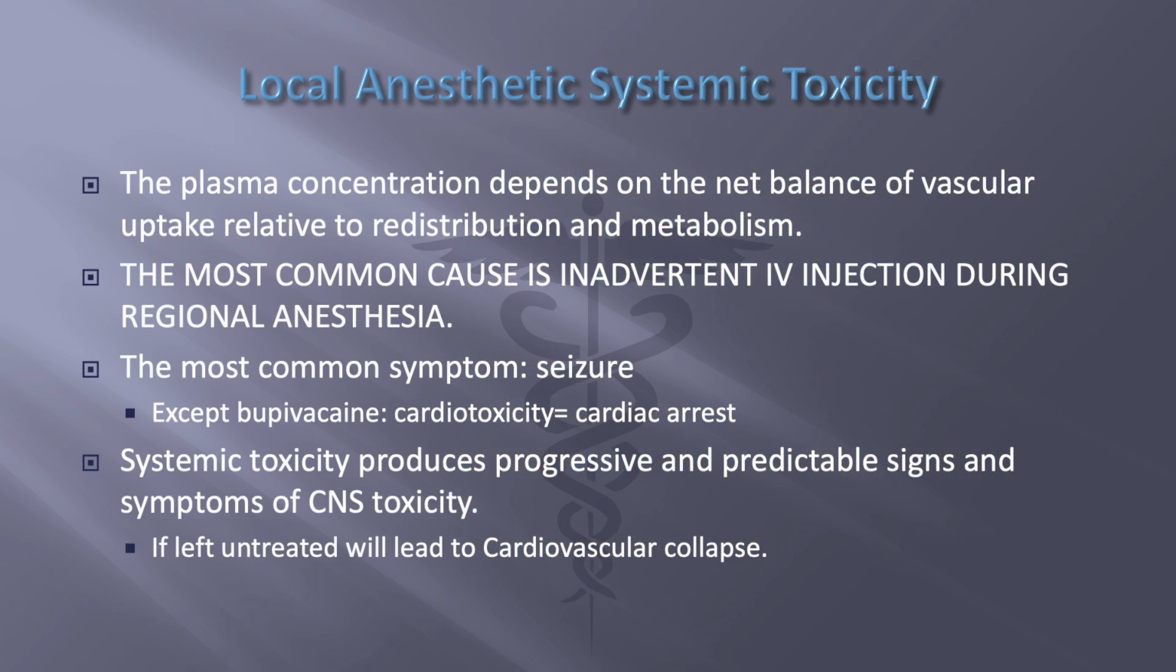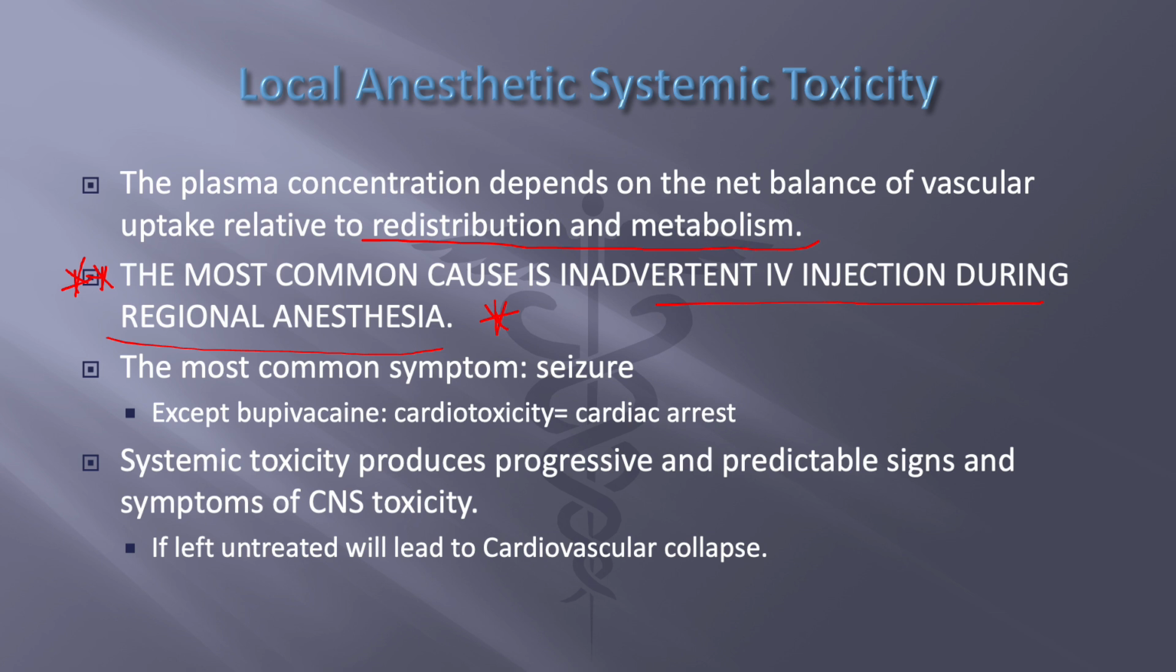So when we discuss local anesthetic systemic toxicity, this is where the plasma concentration is going to depend on the net balance of vascular uptake relative to the redistribution and metabolism of that local. The most common cause of local anesthetic toxicity is going to be inadvertent IV injection during regional anesthesia. Remember that. That's a reason that we aspirate while we're doing blocks, to prevent inadvertent IV injection.